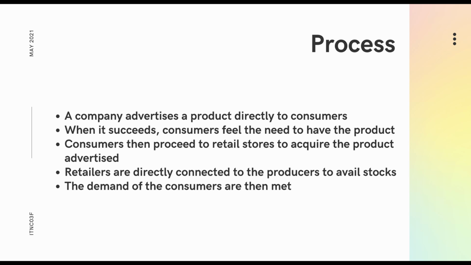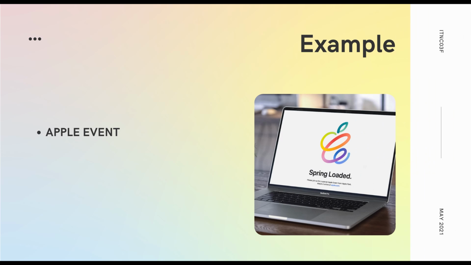The retailers are directly connected to the producers to avail the stocks, and then the demand of the consumers are met. One good example is the Apple event last 20th of April 2021. Apple, in their latest Apple event named Spring Loaded, released a new series of devices with M1 chip including the iPad Pro and thinner Mac models. Prior to this event, they have been consistent in their Apple events that people are really waiting for it no matter which time zone they are in.